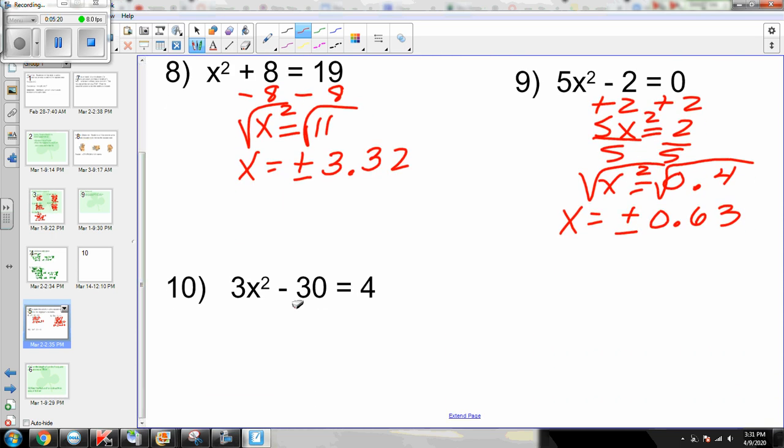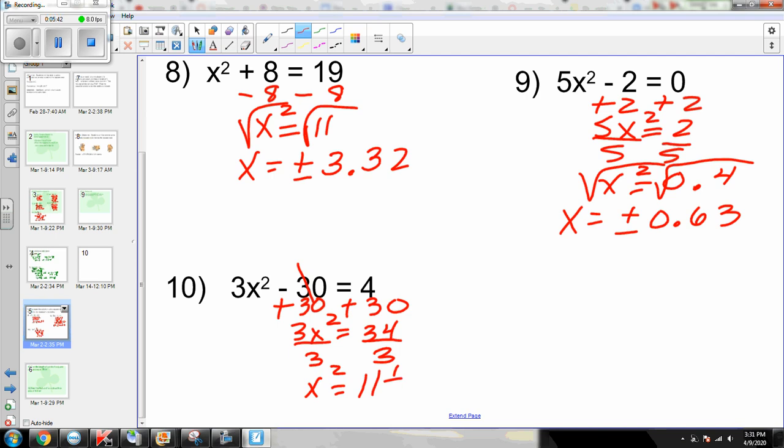On number 10, first I'm going to add 30 to both sides. I would get 3x to the second equals 34. Then I would divide both sides by 3. When I divide by 3, I would have x to the second equals 34/3, or you could say 11 1/3.